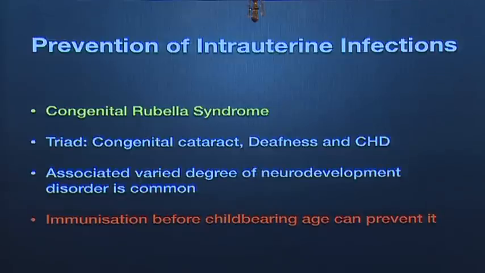Another very sad story is the intrauterine infections. Congenital rubella syndrome we still are seeing. This is really unfortunate, because just a simple shot of rubella vaccine can prevent it. But the awareness about the rubella vaccination in the women of childbearing age is very low.